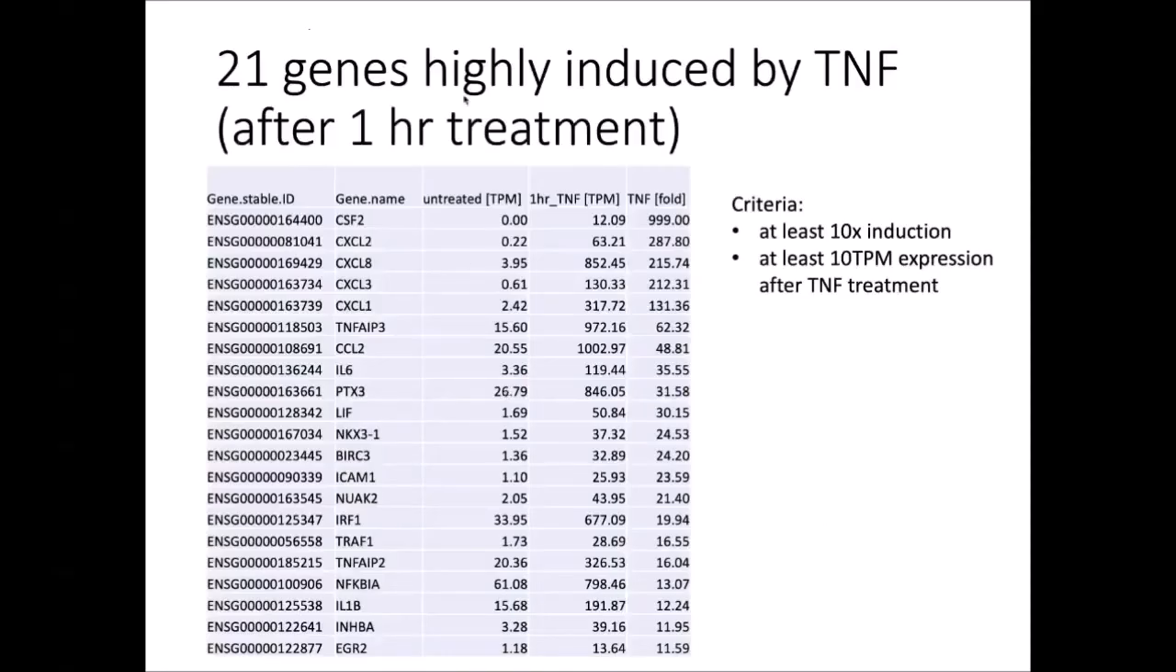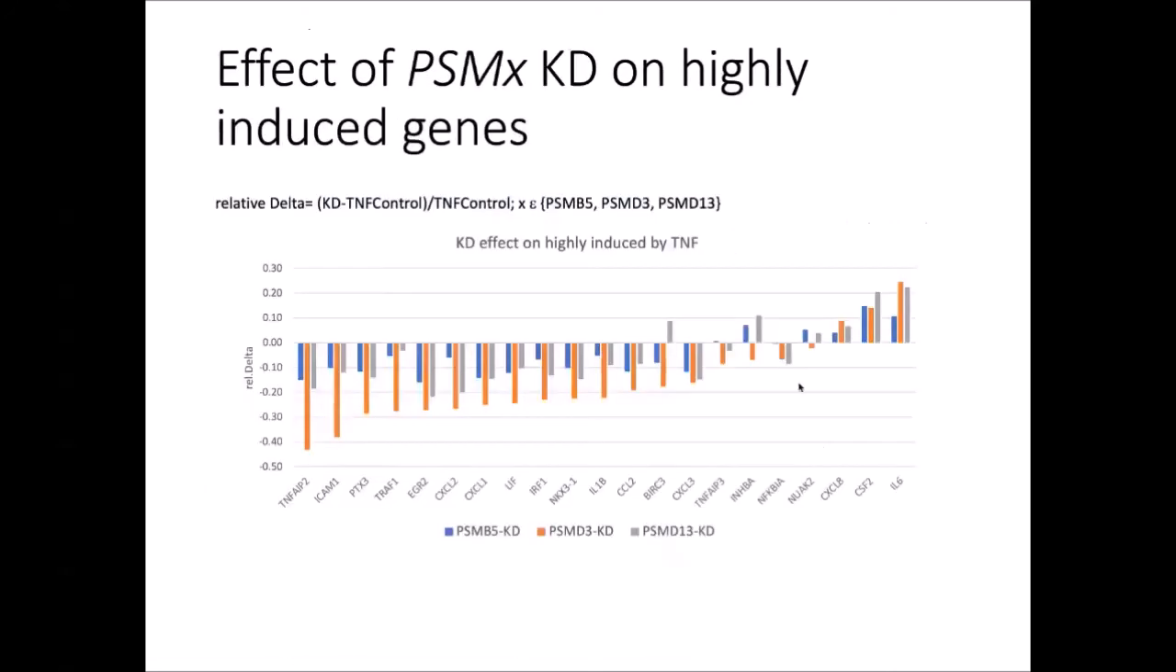And what I then did was I looked at what are the most induced genes under TNF treatment, so that are at least 10 times induced and that have at least a 10 TPM expression after TNF treatment. And there are 22 of them, one of which is annotated as a pseudogene, so I threw it out. But you get what you expect here, all of these inflammatory mediators that you would expect in response to TNF. So that's fine. And then I asked, what is the effect of the proteasome knockdown on these highly induced genes?